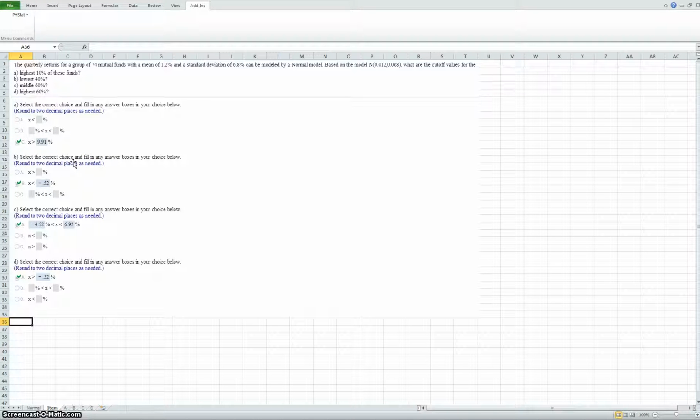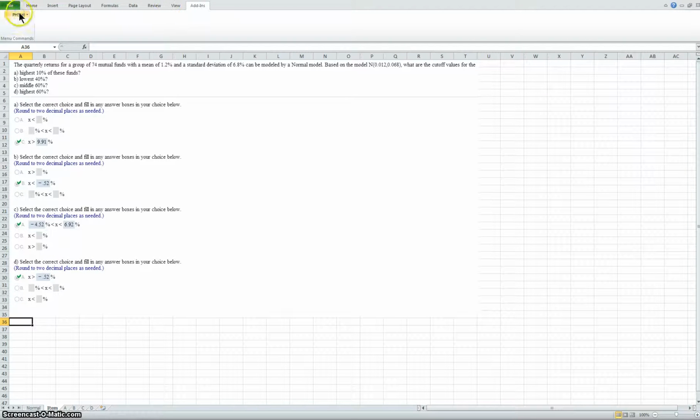For part B and part D, they're actually kind of the same problem, because all z-scores come in a plus or minus value depending on what side of the distribution you're on. So we could actually answer part B and D simultaneously here.